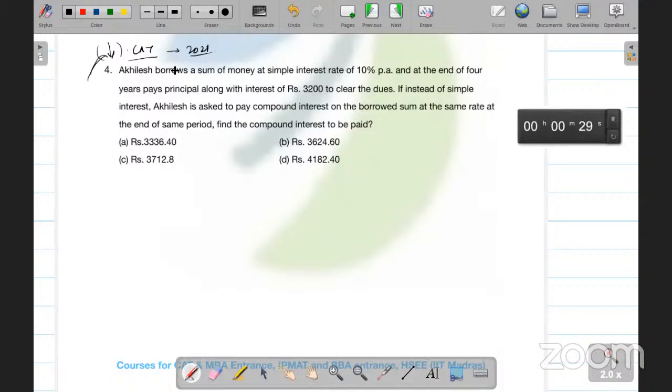Okay, Tejas, I'll just explain why t plus 1. Just give me 2 minutes. I will explain.